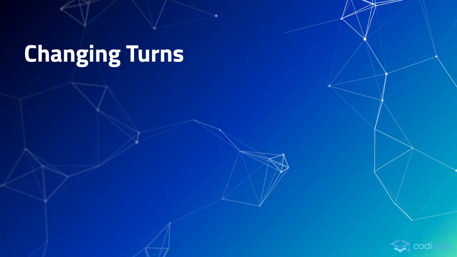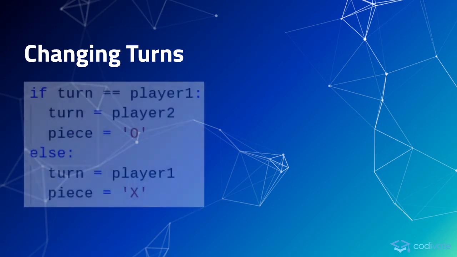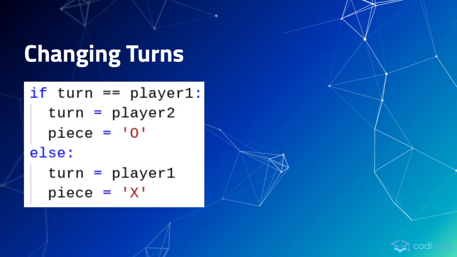Our last part of the game is changing turns. Now would be a good idea to possibly pause the video and plan some ideas for this one. And now let's go over the solution. I'm assuming you paused it and tried to go at it. In this case, we can just use a simple if-else statement to change the turns.